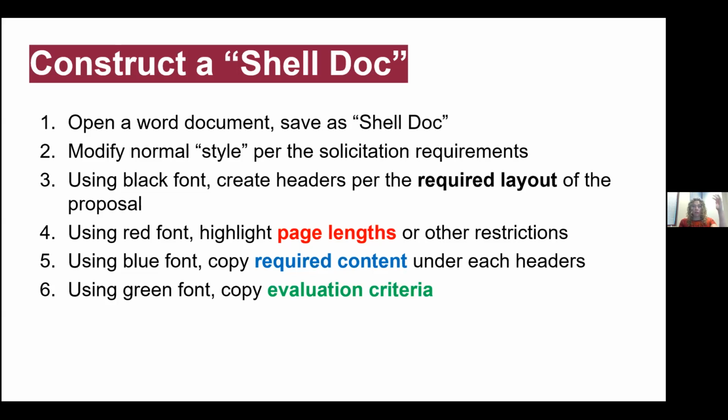I use black fonts for any of the required layout components. I will use red font to highlight any non-negotiables such as page lengths or other restrictions that are called out. Copy over in blue content what should be included under any section header. And then often I'll also add in green content in places throughout the shell document where the evaluation criteria is called out. It's something to keep in mind, because sometimes the way the review criteria is framed, the verbiage can be slightly different than the language used in the general project description request, and you just want to be sensitive to that.